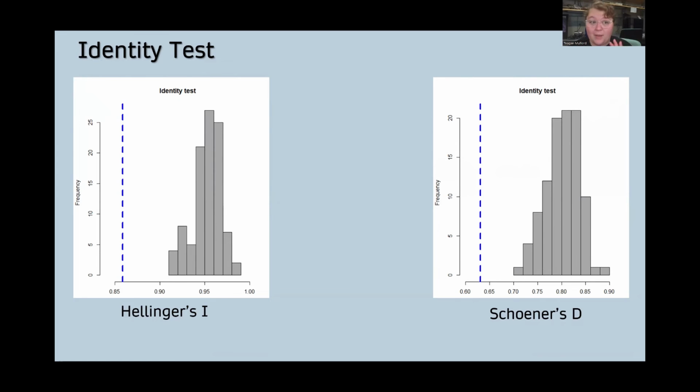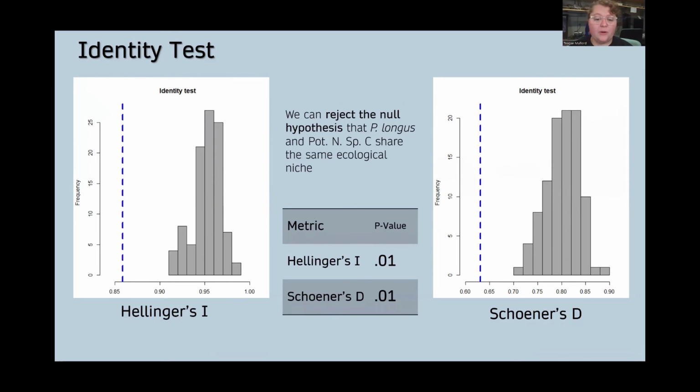What it does is it randomizes all of the locality information to pretend that they are basically within the same area, and then does the Schoener's D and Hellinger's I calculations again. So we have a pretty decent p-value. And so because of this, we can reject the null hypothesis that Proctacanthus longus and potential new species C share the same ecological niche, which is quite exciting.